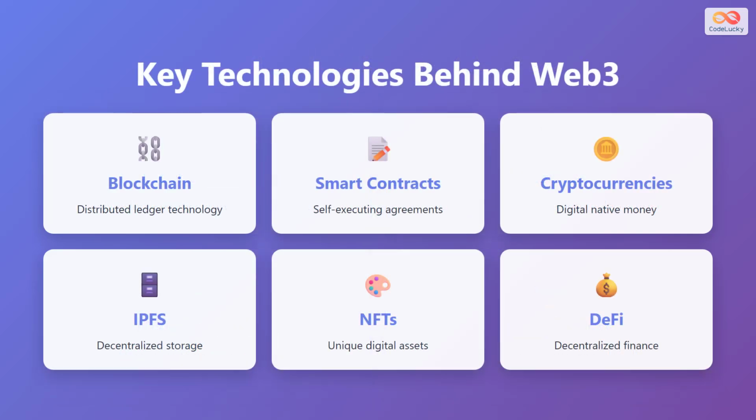Several key technologies power the Web3 ecosystem. Blockchain provides the distributed ledger technology that makes decentralization possible. Smart contracts are self-executing agreements that run automatically without intermediaries. Cryptocurrencies enable digital native money and economic systems. IPFS offers decentralized storage solutions. NFTs represent unique digital assets with verifiable ownership. And DeFi, or decentralized finance, recreates financial services without traditional banks. Each technology plays a crucial role in building this new internet.